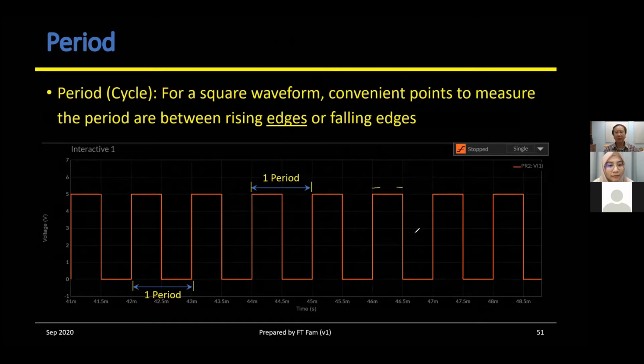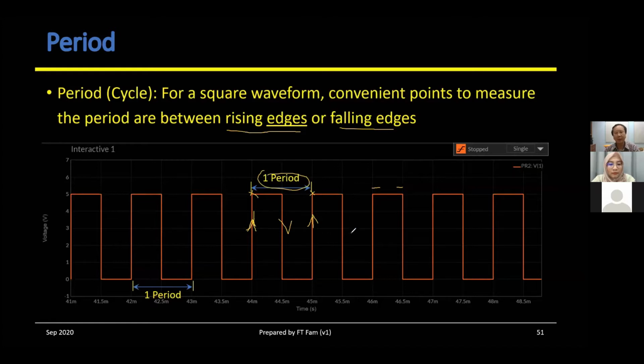So normally what we do is we'll use the rising edge from here to here. We call this the rising edge. From here the waveform goes down, we call this the falling edge. For a digital waveform, we will use the first rising edge and the next rising edge. That means from here to here, this is called one period.